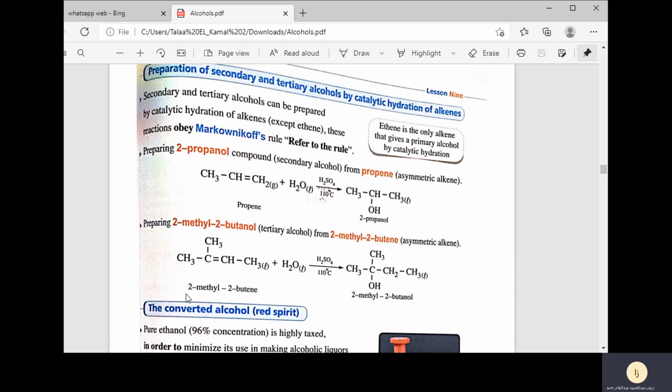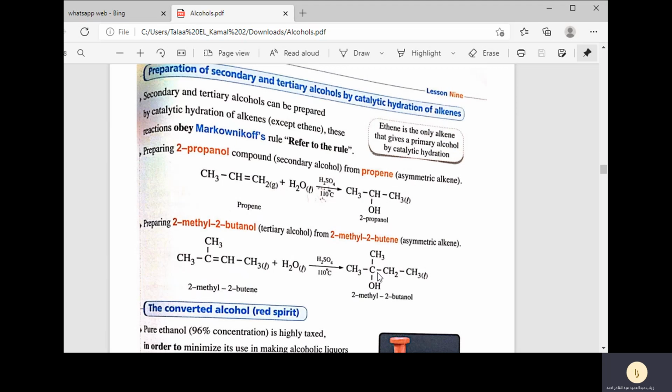The other one, if we have 2-methyl-2-butene, the two carbon atoms which have the double bond, is it symmetric or asymmetric? It is asymmetric, so we have to obey Markovnikov's rule. When we add water, the pi bond will be broken in the presence of H2SO4 and a temperature of 110 degrees centigrade. Which of these carbons will add hydrogen? The carbon rich in hydrogen takes more hydrogen and will be changed into CH2. The other carbon, which is poor in hydrogen, takes the OH.